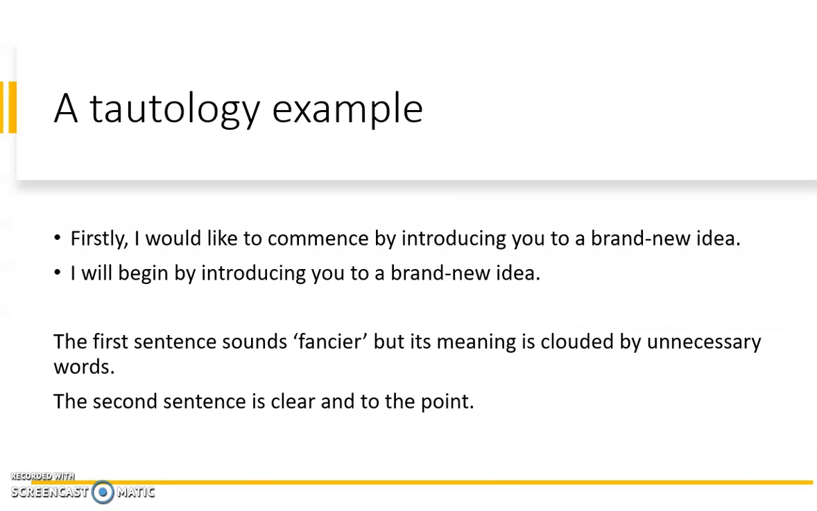So just an example here. Firstly, I'd like to commence by introducing you to a brand new idea. Firstly, I would like to commence. You're saying the same thing there. These are all about beginning, introducing. So all these really are about starting your sentence. You don't need them all. I will begin by introducing you to a brand new idea.